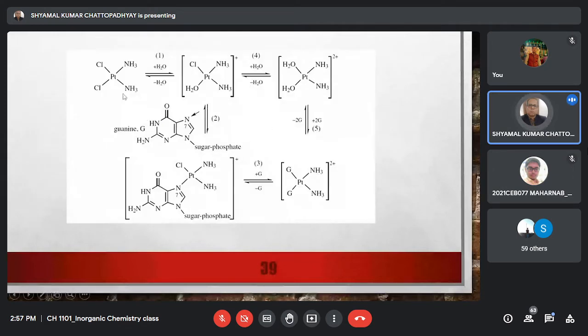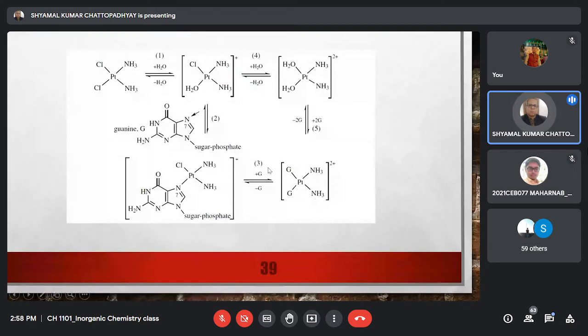So when it is passing through the blood, the chloride ion is dissociated to a much lesser extent because of the relatively higher concentration of chloride ion in the blood. But once inside the cell, because of the fall of the chloride ion concentration, the chloride ions are replaced by water molecules, and in turn, these water molecules are replaced by guanine, and thus it binds to the DNA.